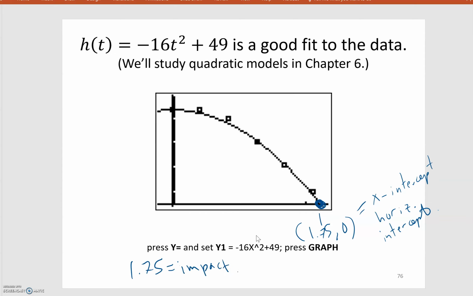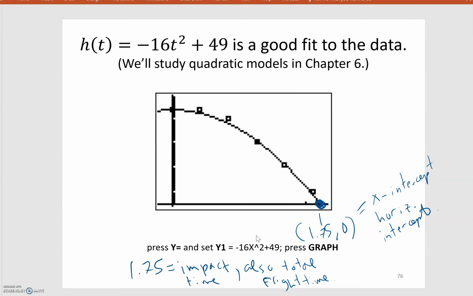It's also something else, though. 1.75 also represents the total flight time. Impact time, I should say. Total, I guess it's not really flying, but it's the total time that the ball is in the air. Okay, so those are 2 things that we might be interested in a projectile motion equation.